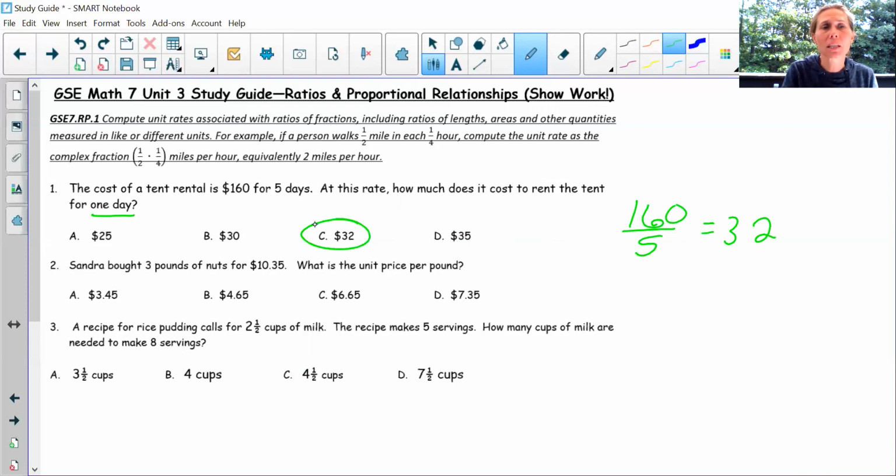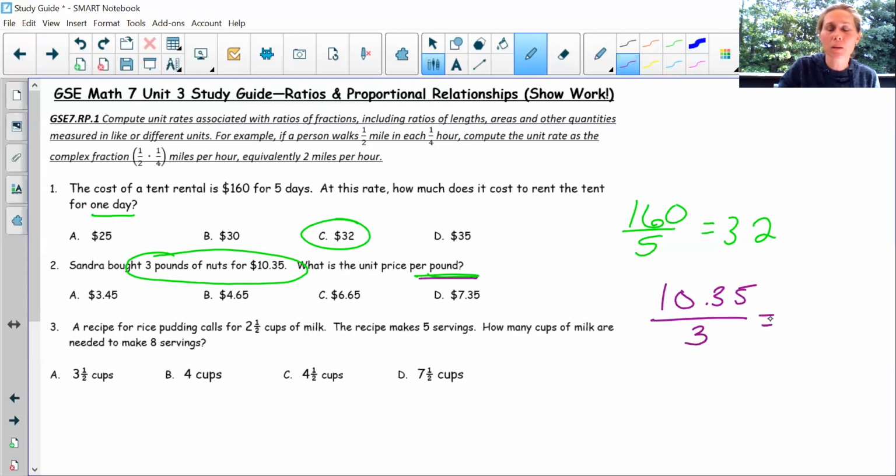Number 2, Sandra bought 3 pounds of nuts for $10.35. What's the unit price per pound? I want 1 pound, so I have to divide by pounds. So I have $10.35 divided by 3. Take a calculator, 1035 divided by 3 gives me 345. That means, what is the price per pound? Each pound costs $3.45. Now guys, listen, pause it. If I go too fast, rewind. No big deal. I'm trying to barrel it through for you, okay?